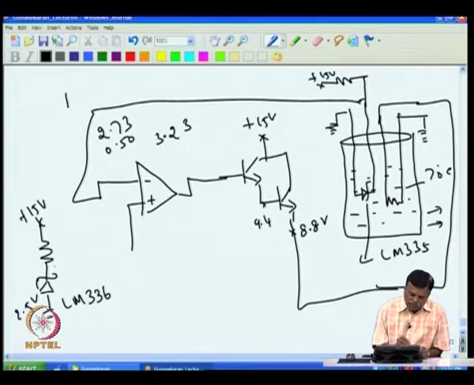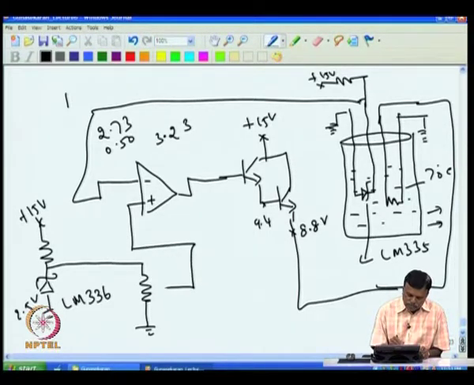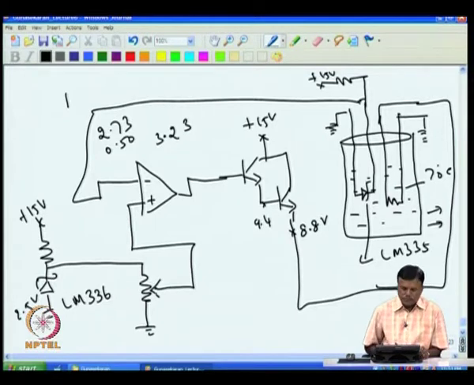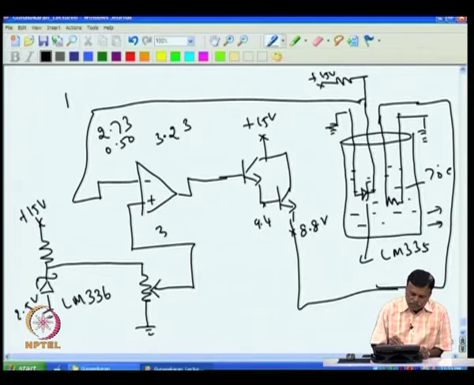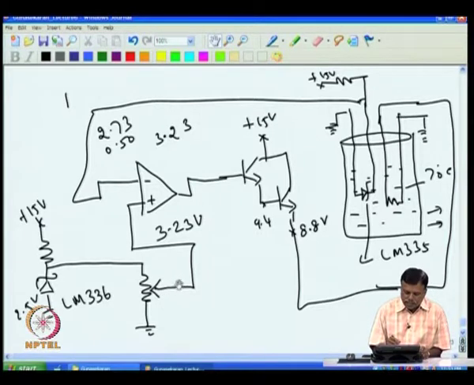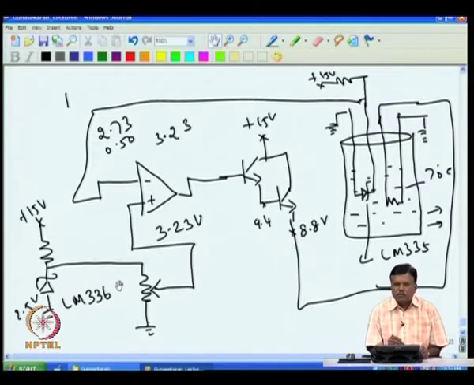So, what I do is I put a potentiometer here and connect this to here. I keep this one at 3.23 volt. I adjust the potentiometer such that I get 3.23 volt at this input, the plus input. Now, that basic temperature controller is complete.